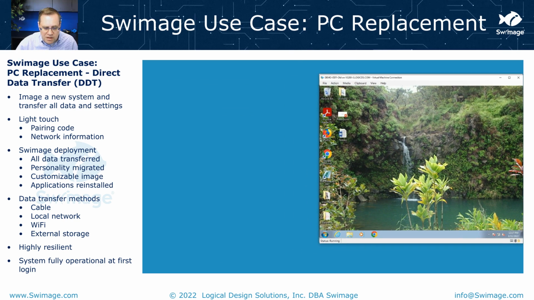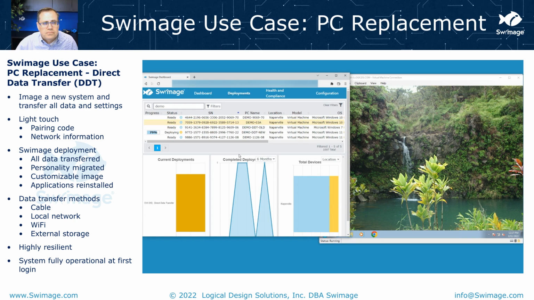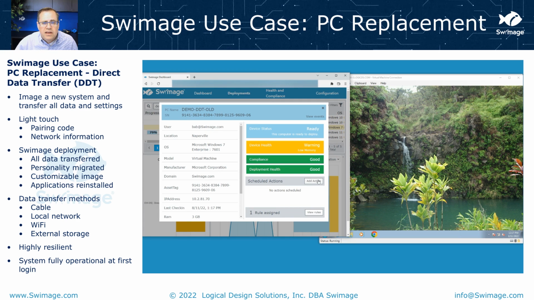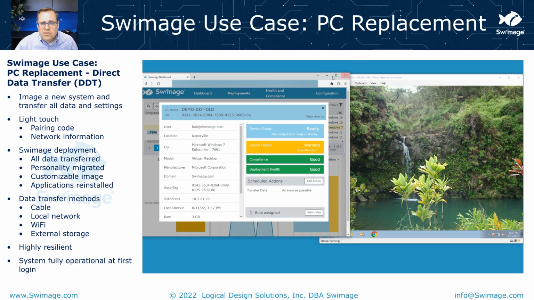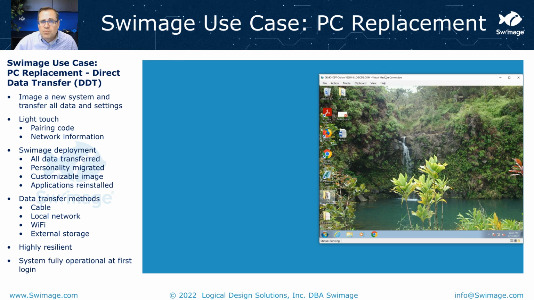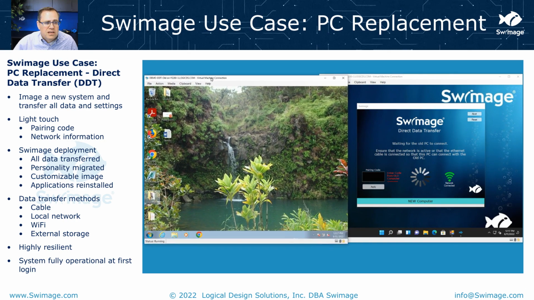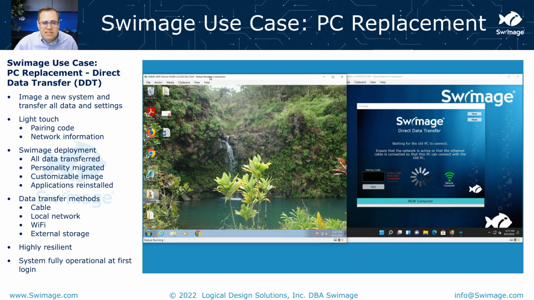So I'm going to layer them on top right now, and I'm going to go back to the Swimage console. And I'm going to go to my old machine. And what I want to do here is kick off an action in my deployment. I'm going to say I want to transfer data. Okay. Again, this can also be done self-service. So the users, with a little bit of instruction, can kick this off themselves. It's a pretty easy process to do. Not a problem.